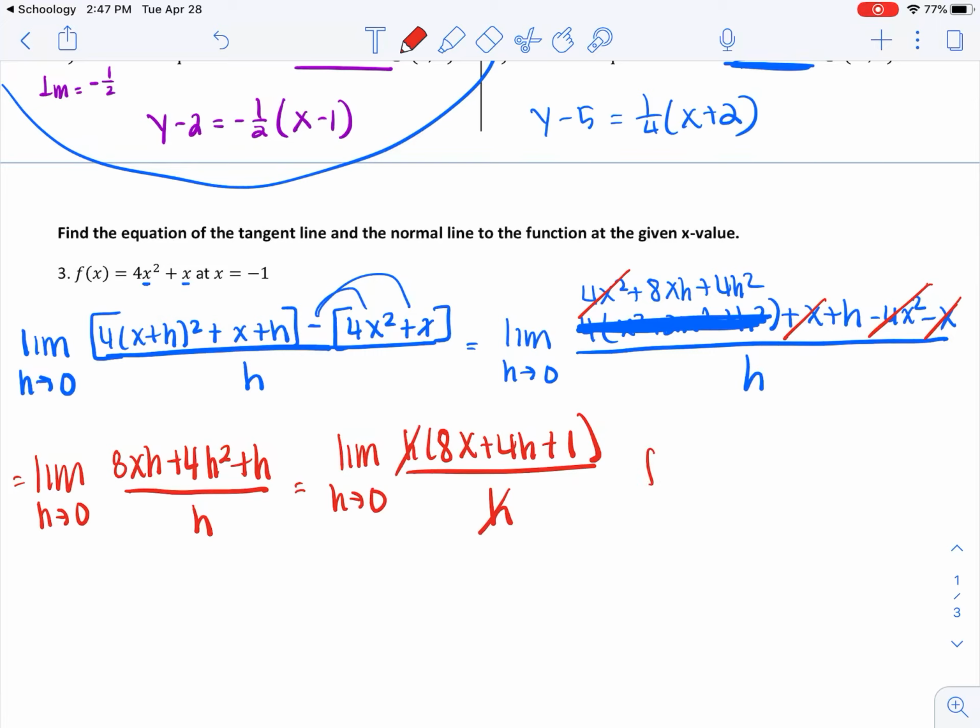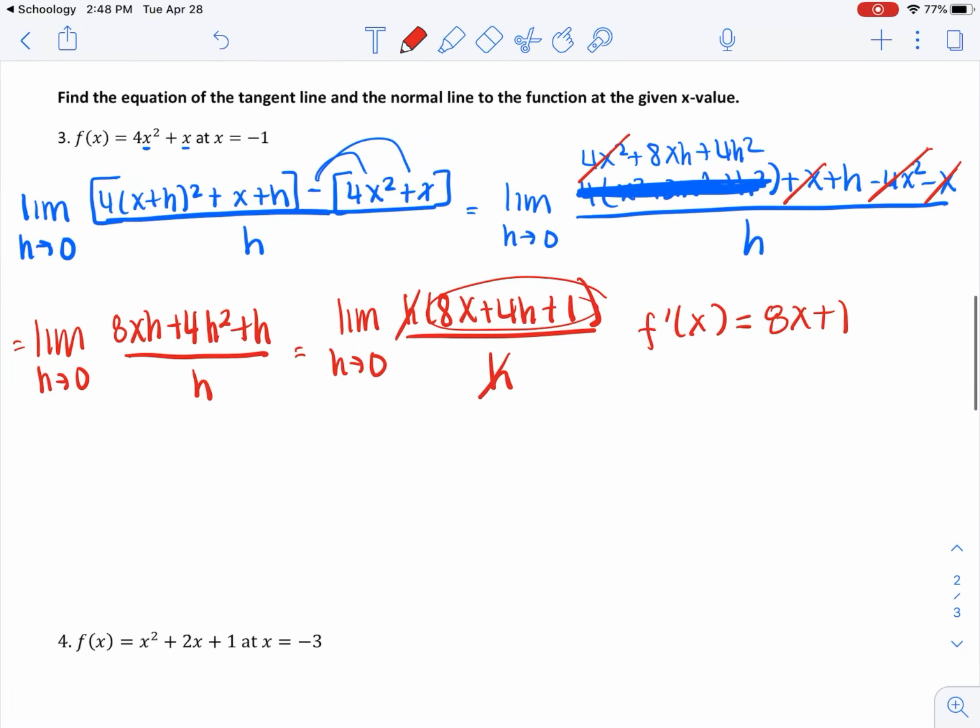So this is going to give me the slope anywhere, the derivative. All right, so I'm going to plug in 0 into this now, for h that is, and I get 8x plus 1. So that is the slope anywhere. So now I can find the slope anywhere I want. Okay? All right, so let's find this. Where do I want to find the slope? I want to find it at -1. So let's find the slope at -1. Plug in -1. I have 8 times -1 plus 1.